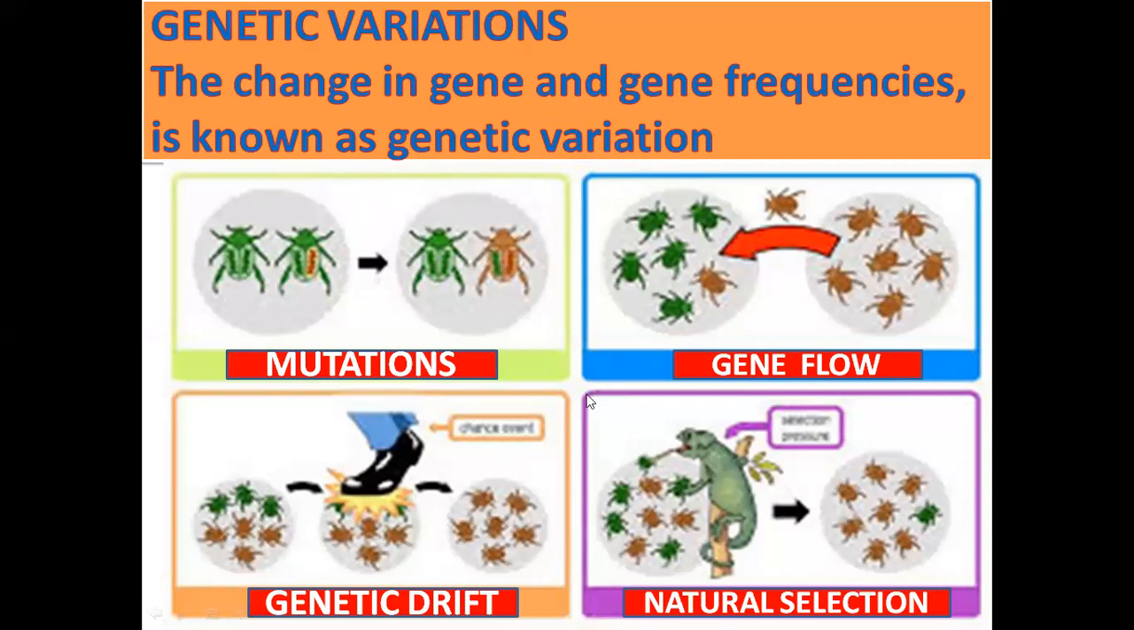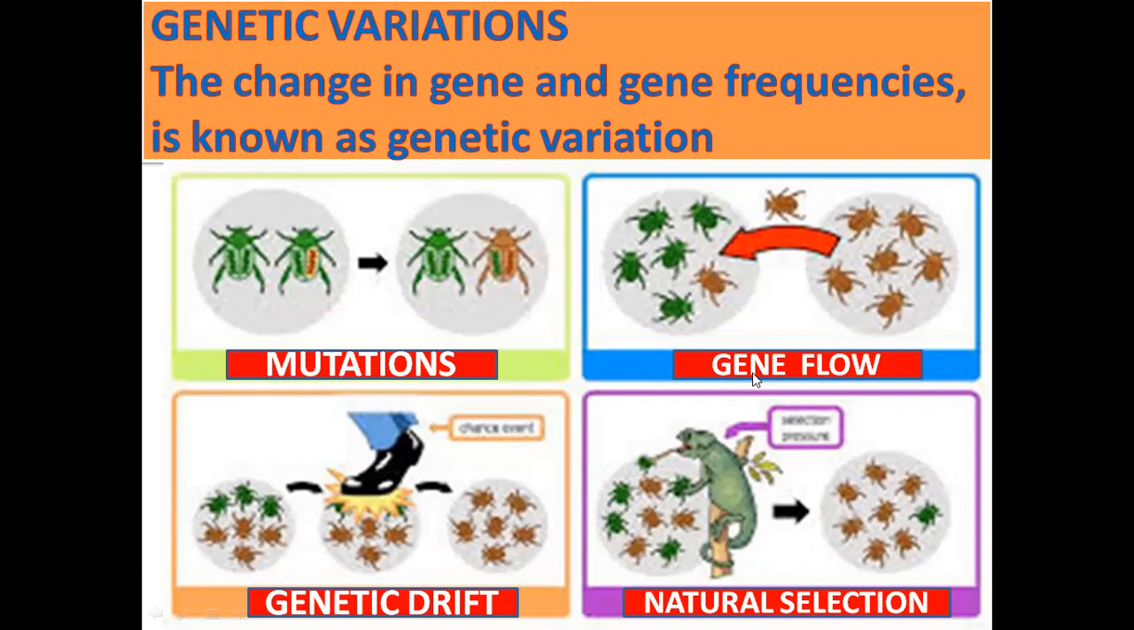See here in the diagram, it is shown. Mutation, we had studied mutation. Mutation is the sudden change which occurs in a gene or in a chromosome, due to which there is a change in the phenotypic character. See here, this insect is shown in green color, while the other is brown. So why has this mutation occurred? Due to changes in the gene or due to change in the chromosome.